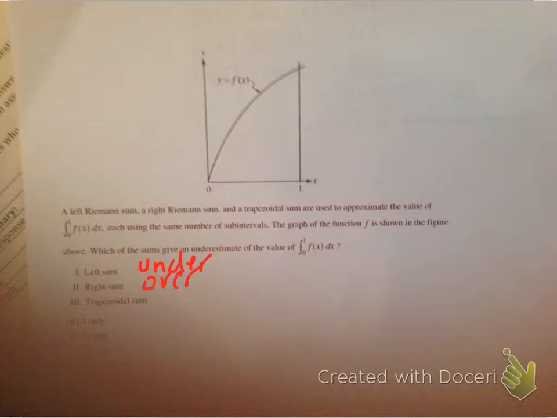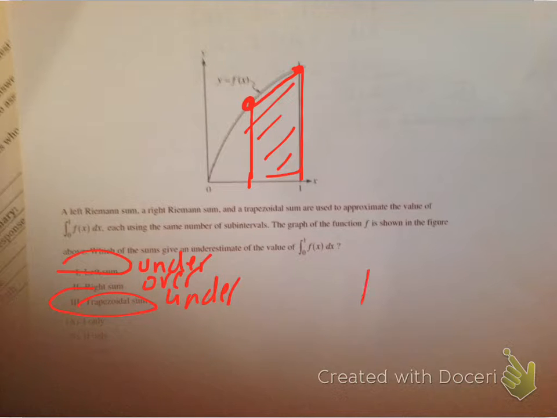And now if I do a trapezoid, I'll do it again from here. So I have a point here and a point here, and I draw my line, and you can see my trapezoid is an underestimate. So the question is asking which would give an underestimate, so it's going to be a left sum, number 1, and number 3, and that was choice D.